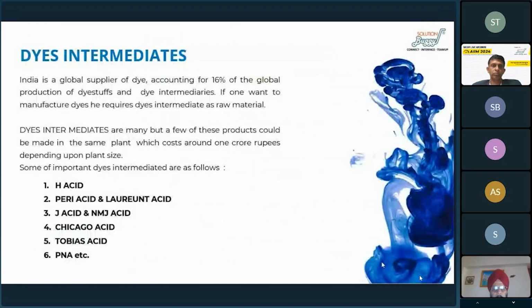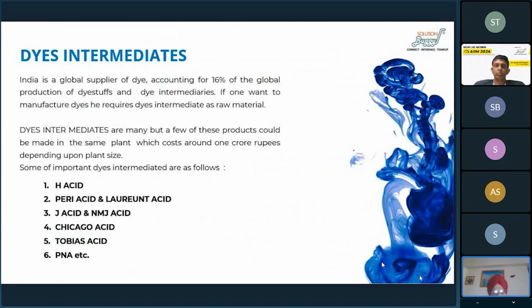Next slide, please. Now coming to dyes. India is a global supplier of dyes, and a lot of it is exported to foreign industries. The production of dye stuff is possible if one wants to put up an industry on dyes. He requires dyes intermediates as a raw material. Dyes intermediates are many. I am only giving a small list, but a few of these products could be made in the same plant, which costs about 1 crore rupees, depending upon the plant size.